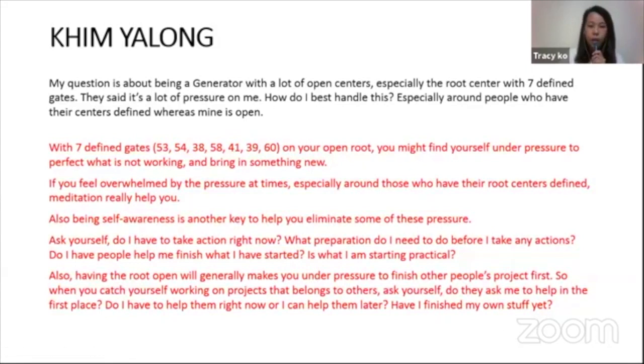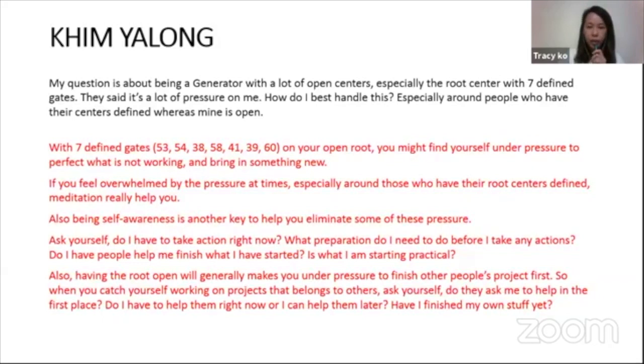Do I have to take action right now? What preparations do I need to do before I take any actions? Do I have people to help me finish what I started? Because you have the gate 53, it is really easy for you to feel under pressure to start something new. But with the gate 53, what you're good at is starting. You need someone who helps you to finish it. So before you start, ask yourself, do you have people here to help you finish what you have started? And is what you are starting practical?